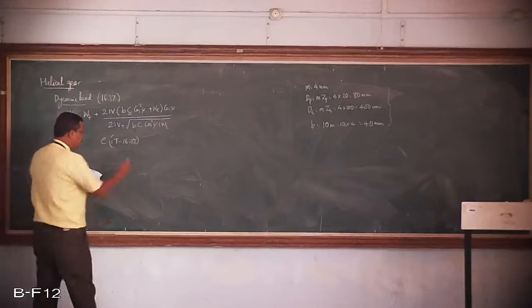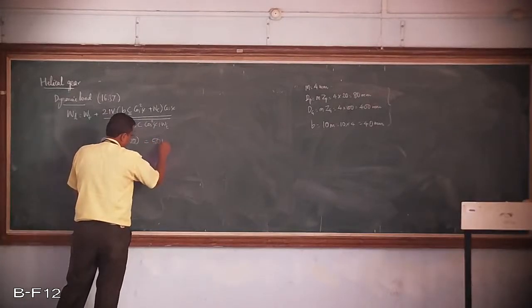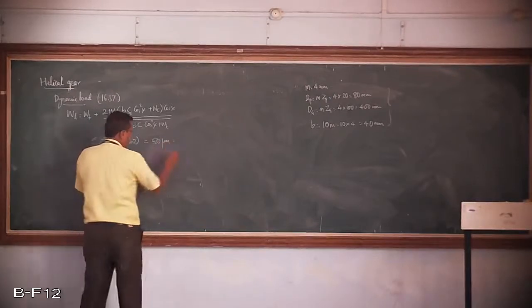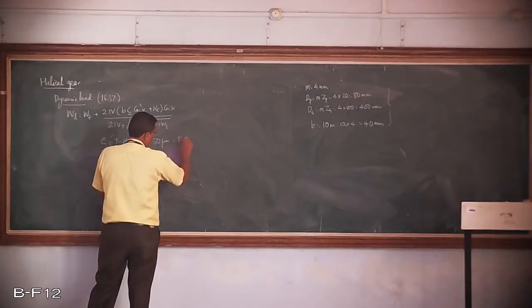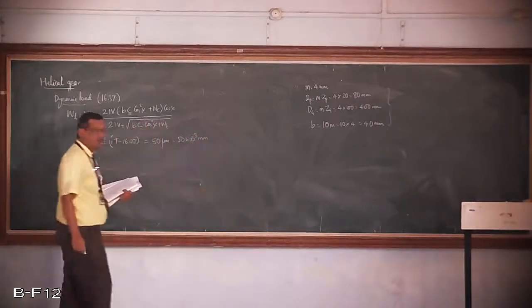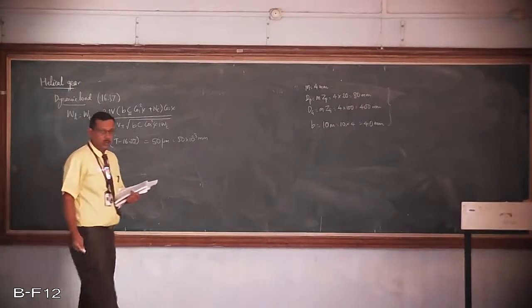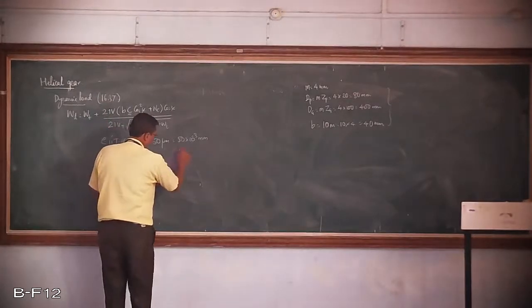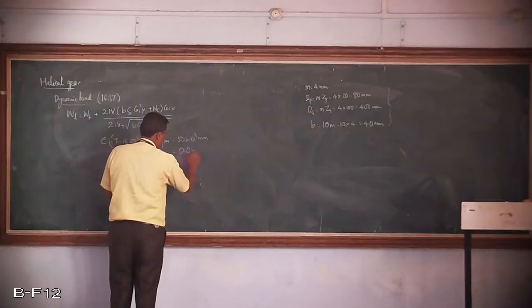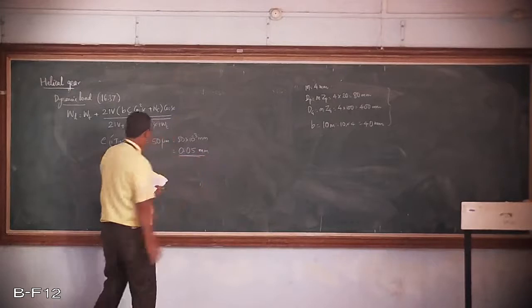Therefore, let us go with 50 microns. What the value is given in microns. Therefore, you see here it is 50 microns. If you take in millimeters, how much it will be? 50 into 10 to the power of minus 6 meters into 1000, if you do, you get millimeters. Therefore, this value will be 0.05 millimeters. Correct? Therefore, this is the value of the error.